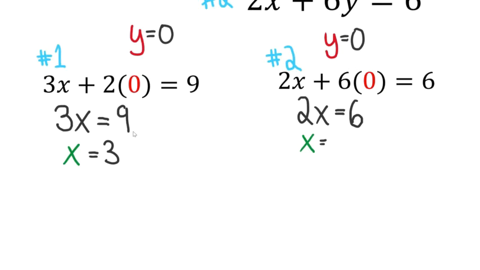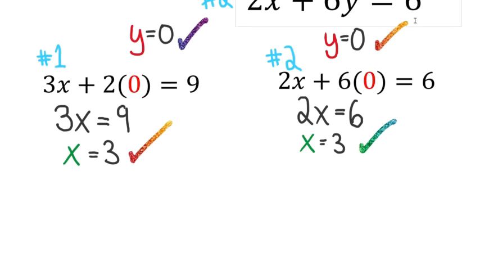Let's double check that with equation 2. If we input 0 into our y variable, well, anything times 0 is 0. So that gives us 2x equals 6. What is our x variable? Well, 2 times 3 equals 6. So clearly, we've found that our answer is x is 3 and our y variable is 0.